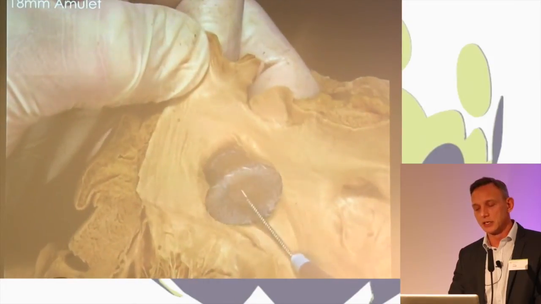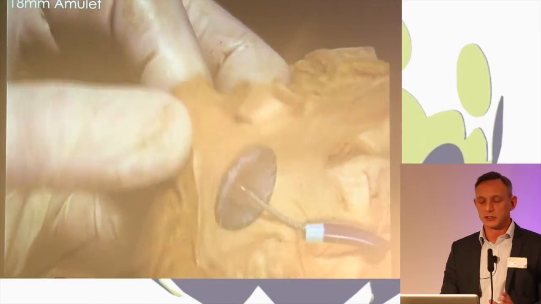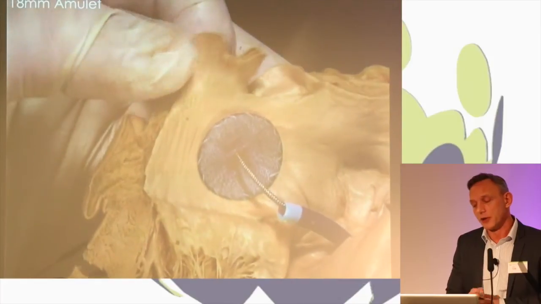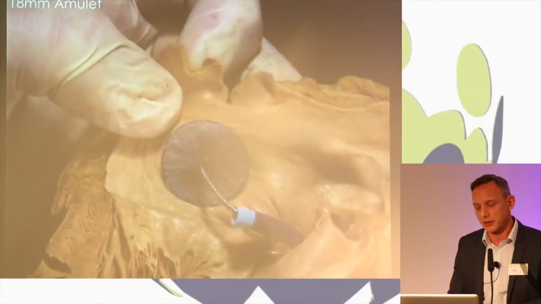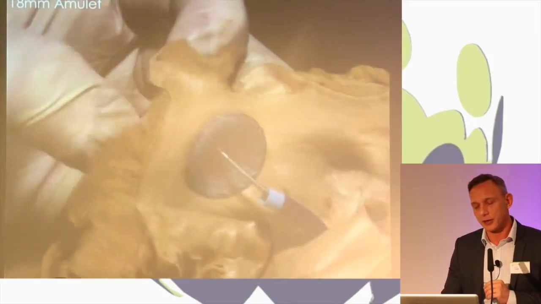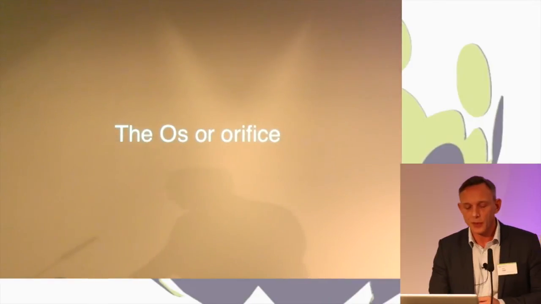18 millimeter Amulet. Here's the disc there, and again you see that's very well clear of the mitral valve and of the pulmonary veins at the top. So really both look quite nice within the same heart.